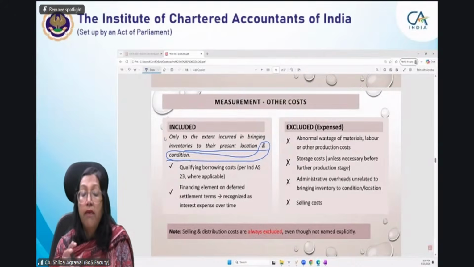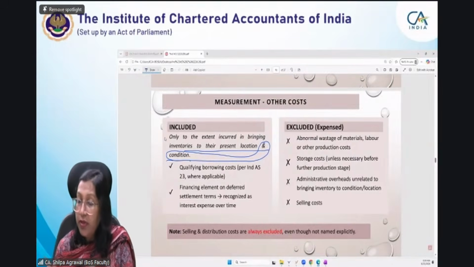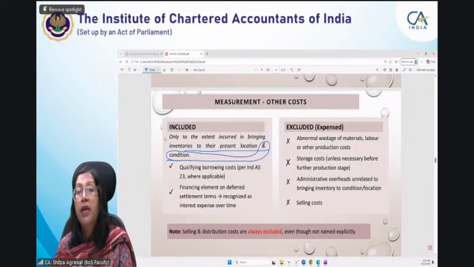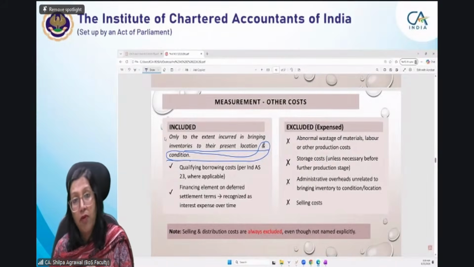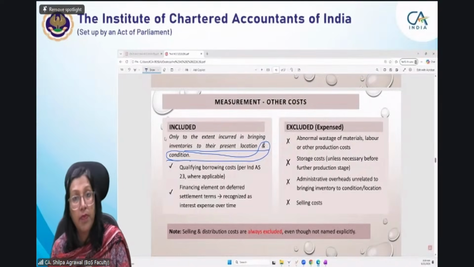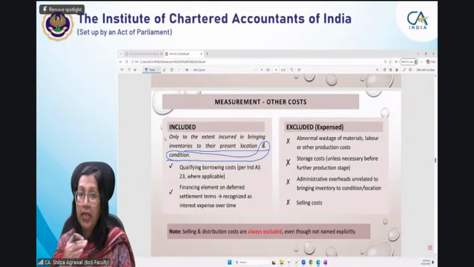However, exclusion is abnormal wastage of material which can be controlled, which would have been avoided. If that happens, then that will not form part of your other cost. It will not be capitalized. Storage cost, unless necessary before further production. In case that storage cost is used for production purpose, or for raw material that will be used for conversion, then it will be included.